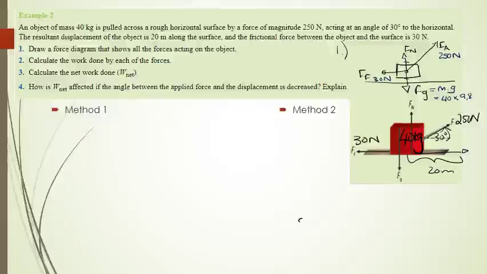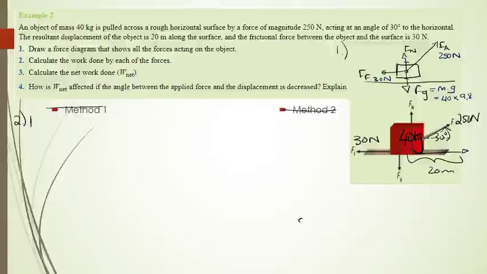Okay, so here we go on to answer the questions. We've done number 1. Number 2, calculate the work done by each of the forces. Ignore method 1 and 2 for now. I will move on to that just now. But number 2 says calculate the work done for each of the forces. Well, there are 4 forces in this diagram, and out of those 4 forces, I need to calculate the work done by each of them.